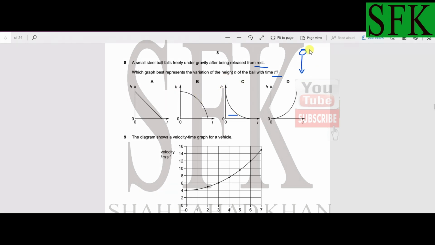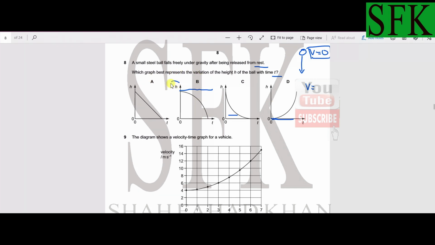Initially, its velocity is going to be zero because it is dropped from rest. So basically, initially its gradient is zero. This is a graph having a zero gradient, and this is a graph having zero gradient. All right. Now, after that, its gradient keeps on increasing, increasing, and reaches a maximum value, after the time passes.